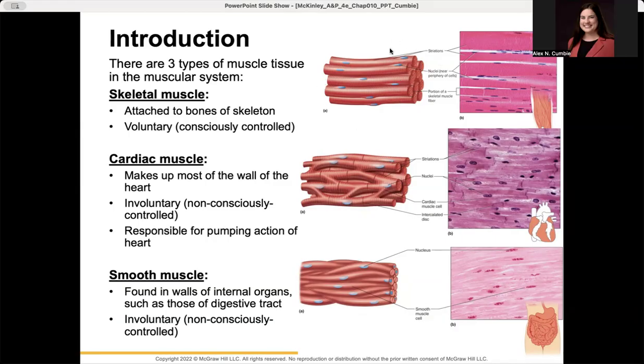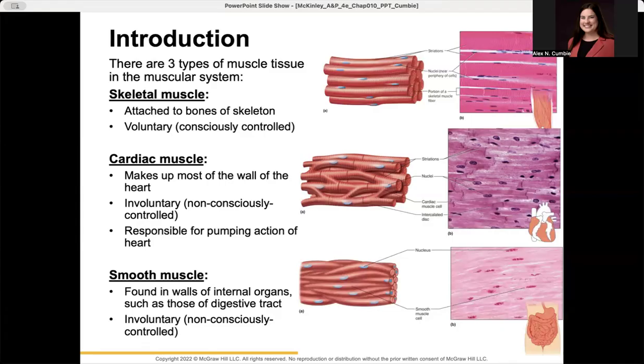So A right here is skeletal muscle, looking at what those cell types look like as a cartoon, and then also what they look like as a histological slide under the microscope. Cardiac muscle, we'll get to later on in this chapter, makes up the most of the wall of the heart. Okay, so that's the myocardium, which is the main portion of the heart, made of cardiac muscle cells.